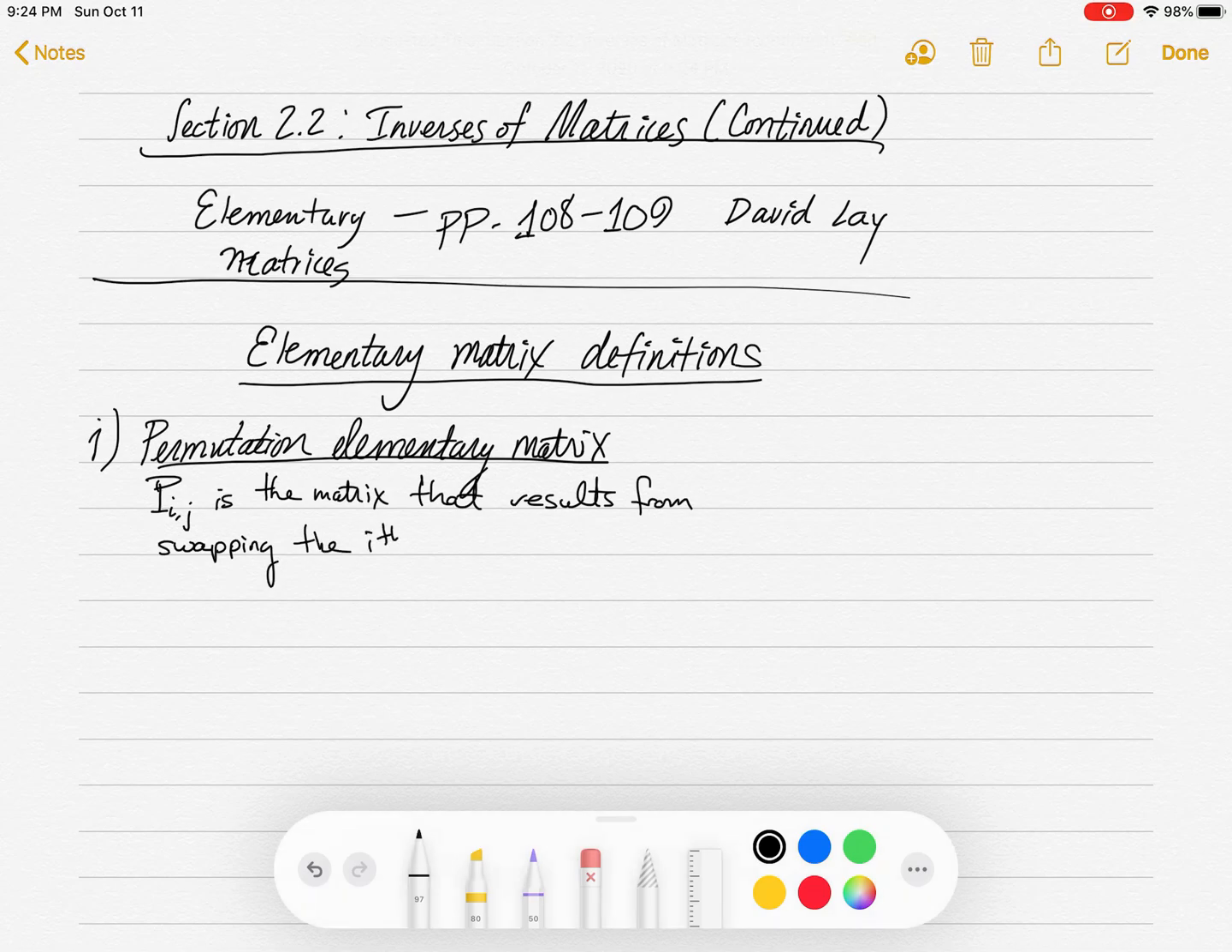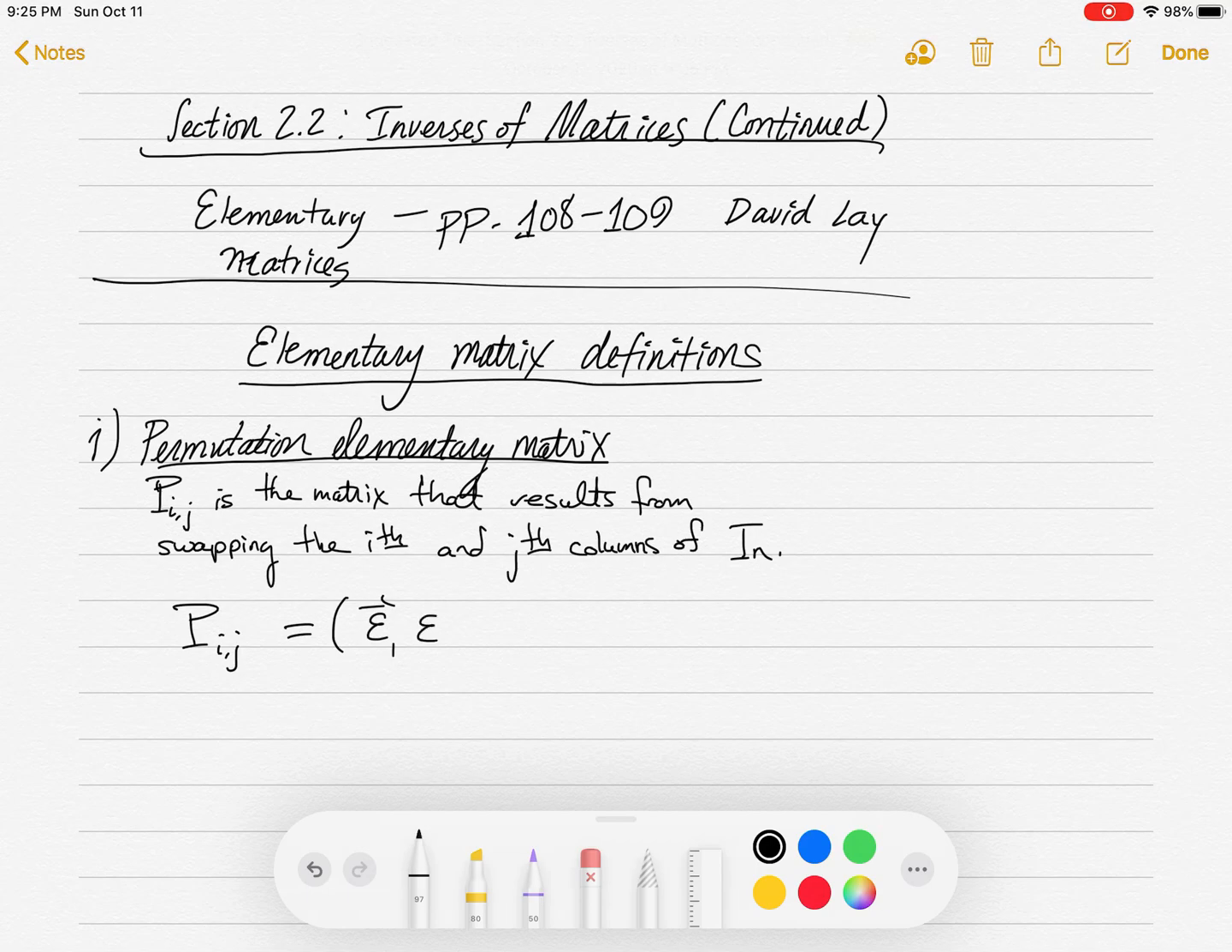that results from swapping the ith and jth columns of the identity matrix, the n by n identity matrix In.